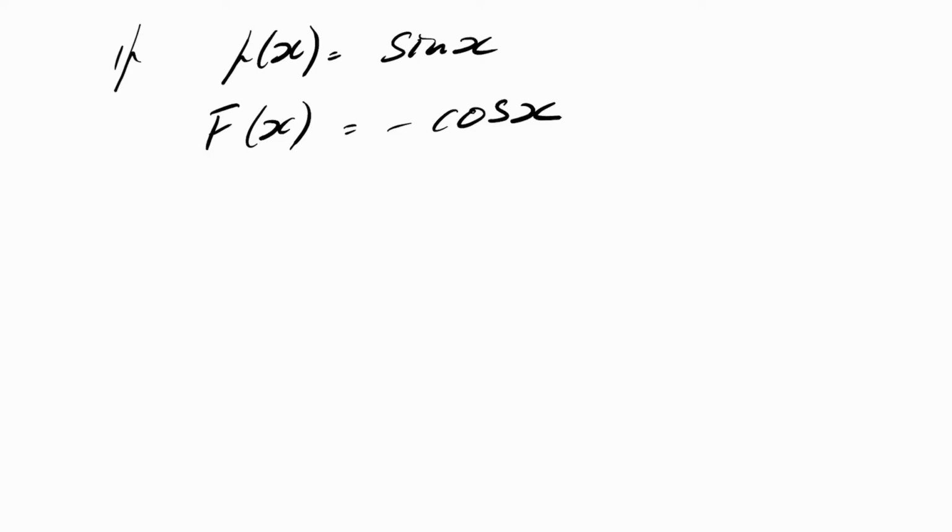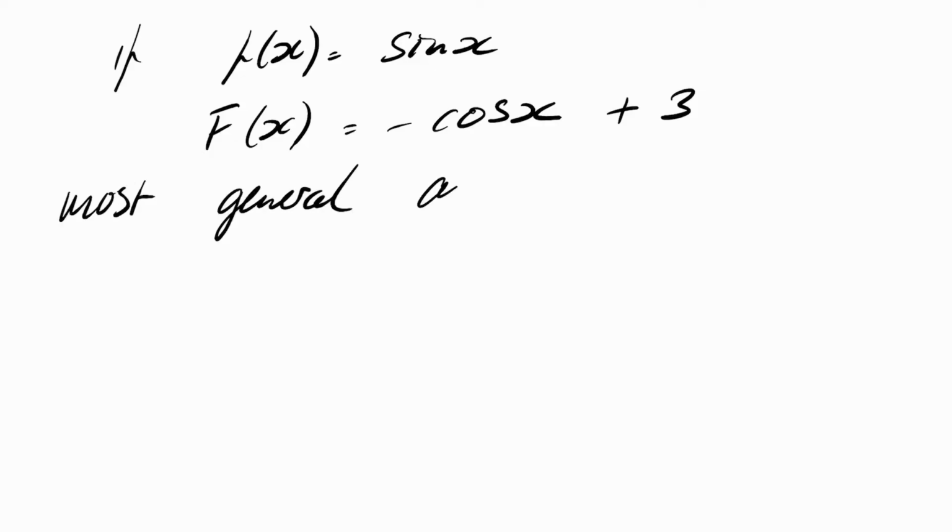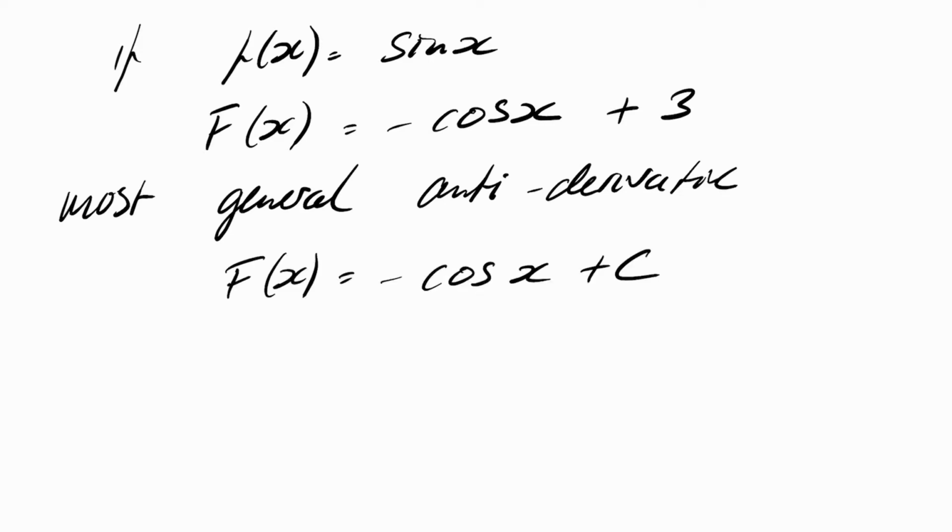Let's go back to our initial example with sine and cosine. We know that an antiderivative of sine is minus cosine x, which means that when I differentiate minus cosine, I get sine x. But what if I add the number 3? This is also an antiderivative of sine of x. So is that all of them? Well, actually no. The most general antiderivative is equal to minus cosine of x plus any old constant. And in fact, we can think of this as an arbitrary constant.